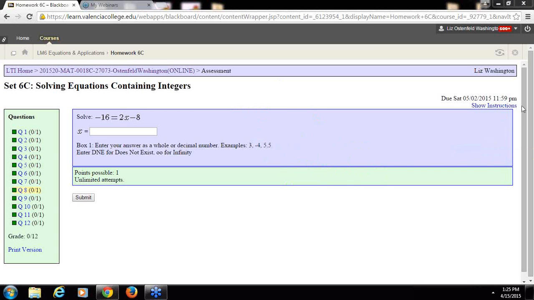This next problem is exactly the same thing. They just flip the sides, and that really isn't a big deal. -16 equals 2x minus 8. So again, if I had to choose between the 2 and the -8, which one am I going to get rid of first? I'm going to get rid of the -8 by doing +8.